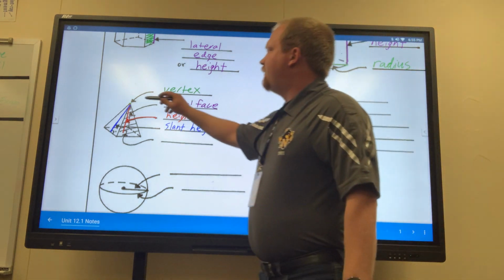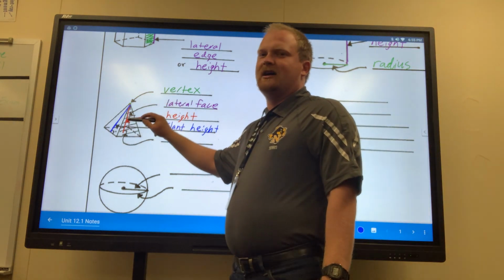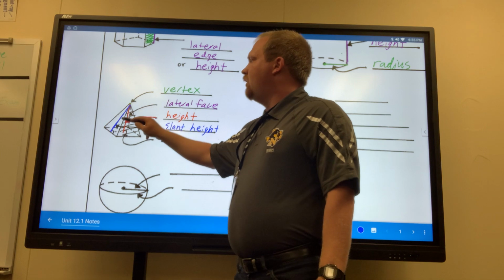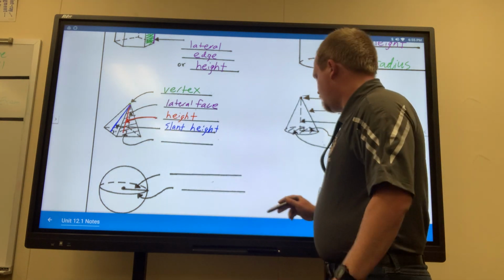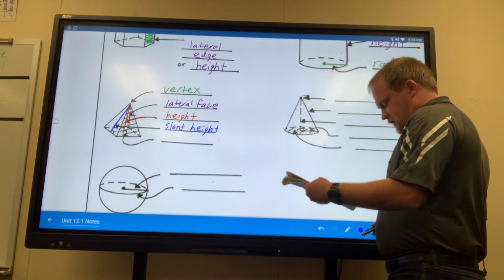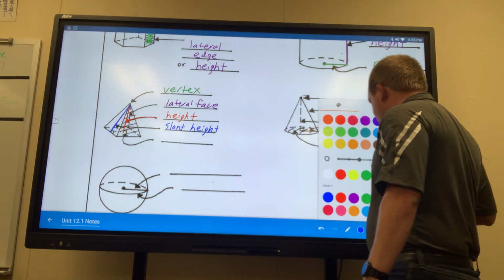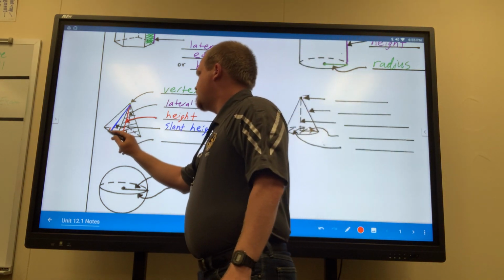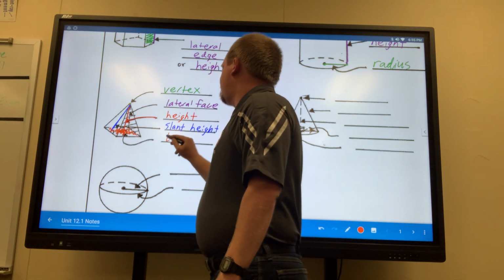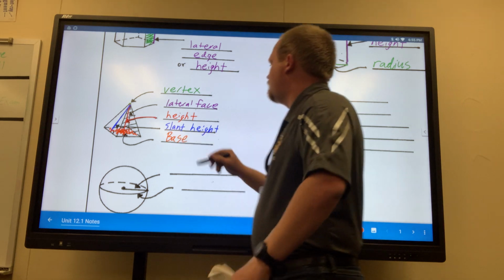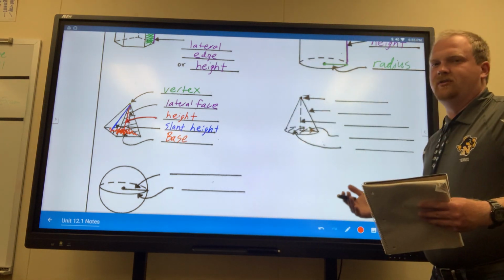So if I'm going from the vertex to the base, that's my height. But if I'm going along the face, that's my slant height. And then in the very bottom, which is this area right here, that's just my base. That's just a regular base of the pyramid.